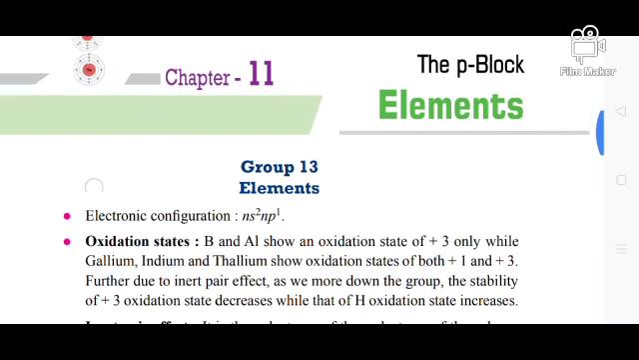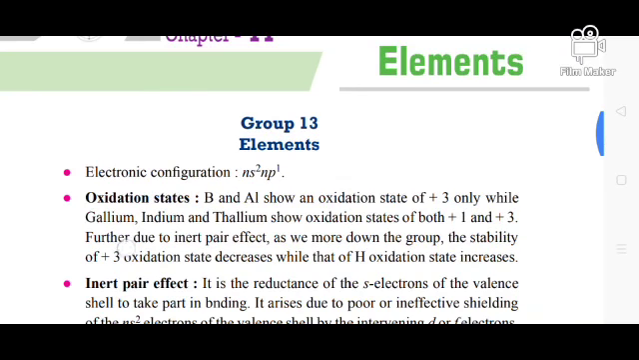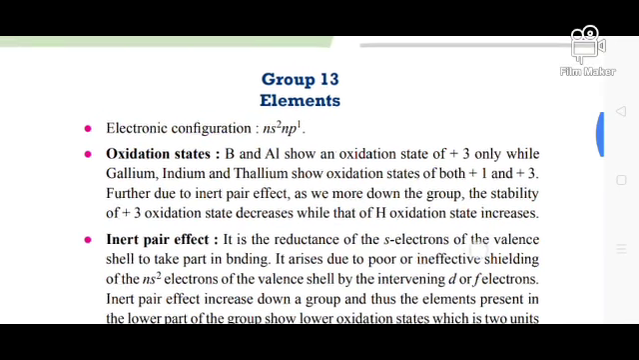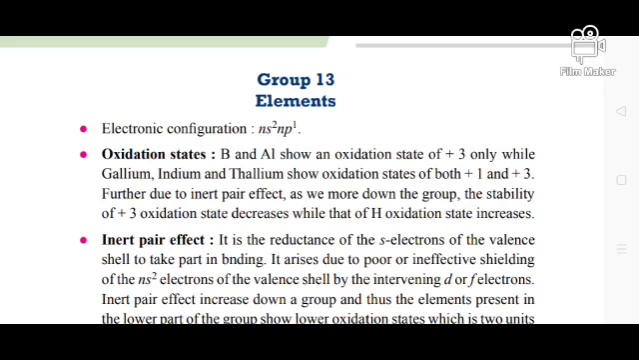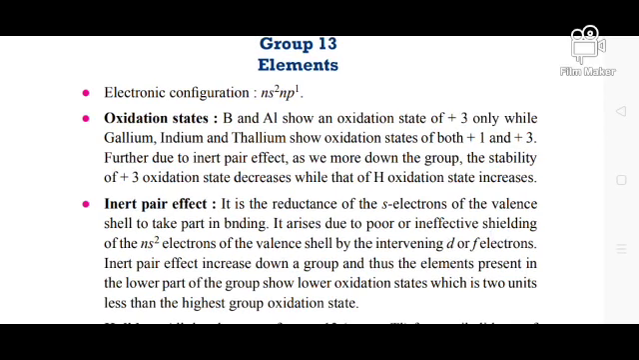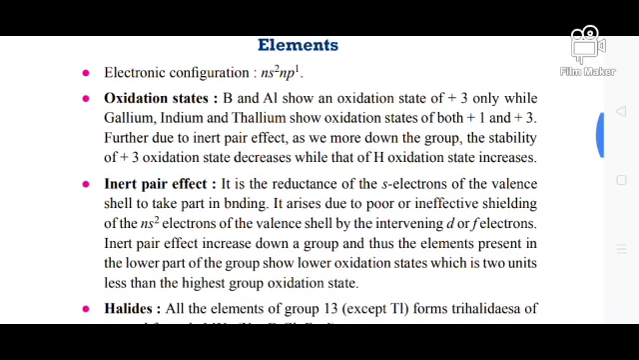So the first one is the group 13 elements. What are the group 13 elements? Its electronic configuration is ns2 np1. That means its outermost p orbital is half unfilled. Its oxidation state: boron and aluminum show the oxidation state of +3 only, while gallium, indium and thallium show the oxidation states of both +1 and +3.